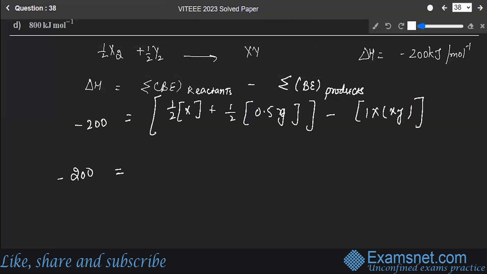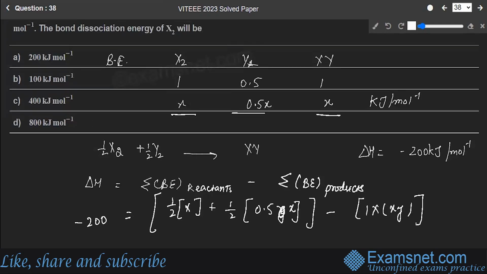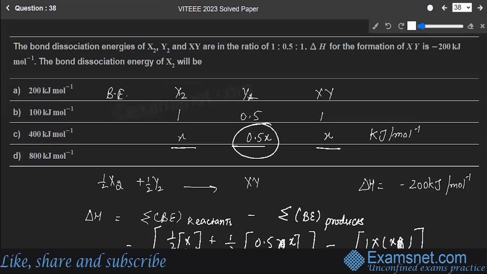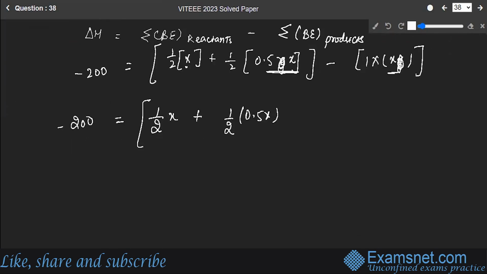Sorry, this bond energy was taken to be X. It's given over here. This is X, this is 0.5X, and this is X. Again, I'll write it properly. For X, this is half of X. For Y, this is half of 0.5X, because the bond dissociation energy of Y is equal to 0.5X, minus 1 into the bond dissociation energy of the product, that is equal to X again.